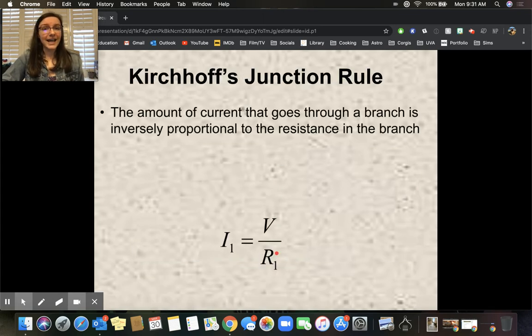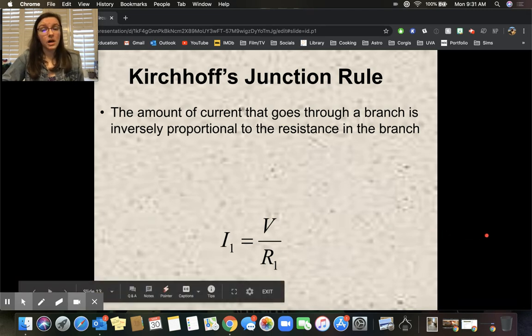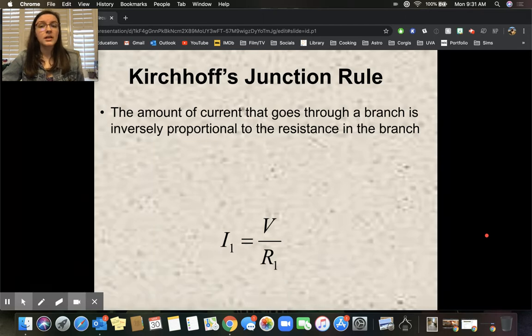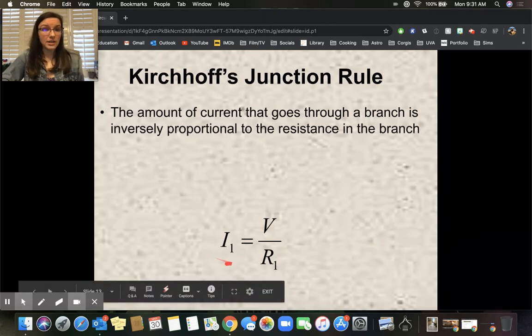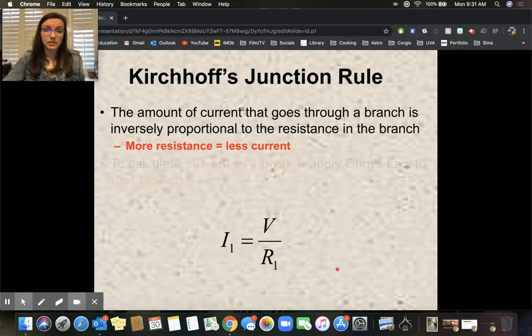So if I look at that with Ohm's law, if I put that together with my I is V over R, then the amount of current that goes through each branch, the individual current, is going to be inversely proportional to the resistance in that branch. Not the total resistance, just the resistance of that branch.